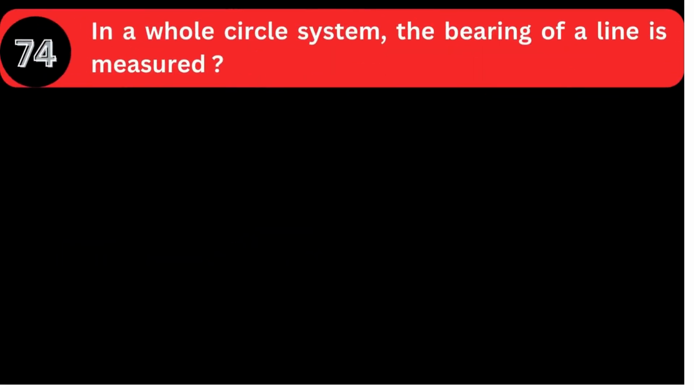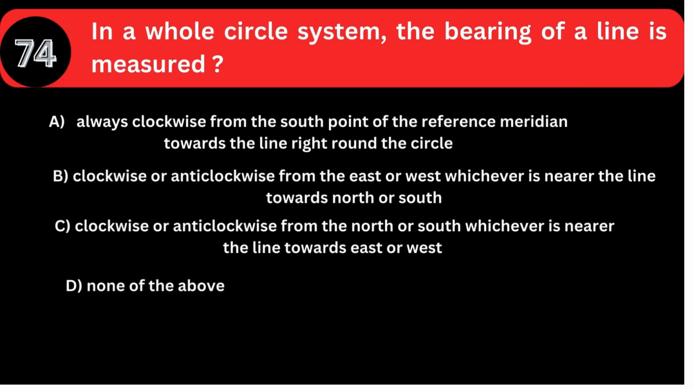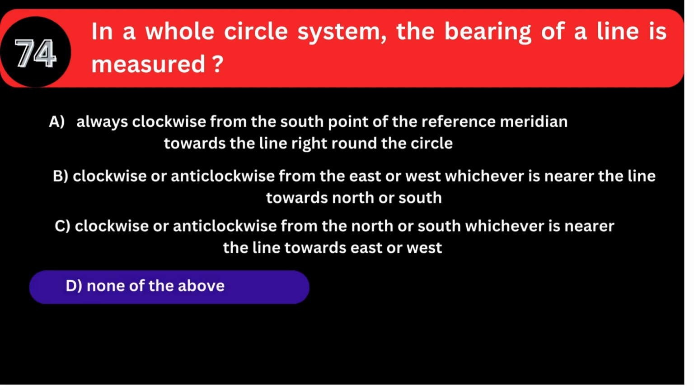In a whole circle system, the bearing of a line is measured. Options: A. Always clockwise from the south point of the reference meridian towards the line right round the circle. B. Clockwise or anticlockwise from the east or west, whichever is nearer the line towards north or south. C. Clockwise or anticlockwise from the north or south, whichever is nearer the line towards east or west. D. None of the above. Answer: D. None of the above.